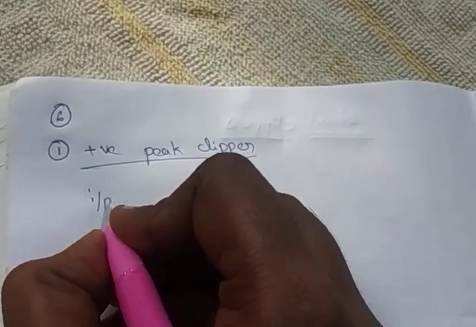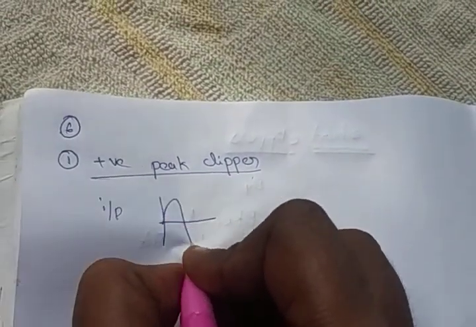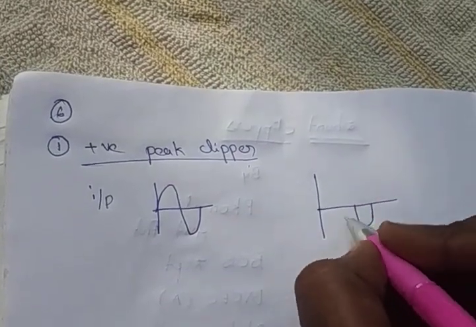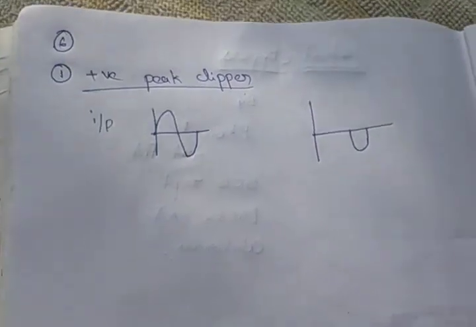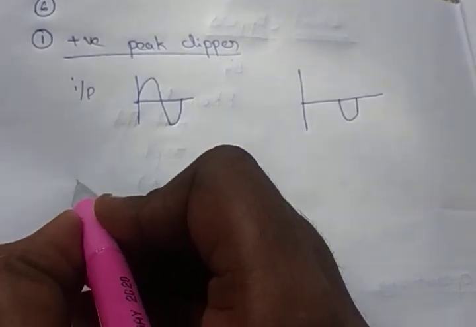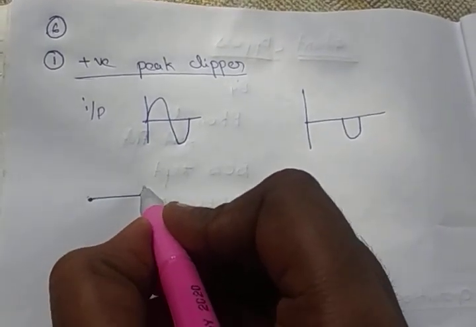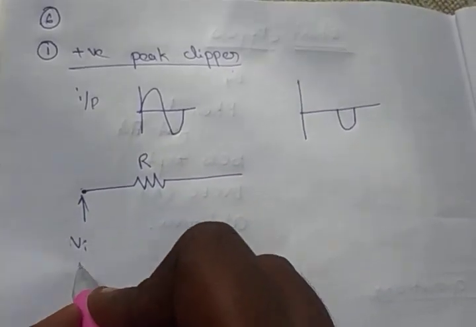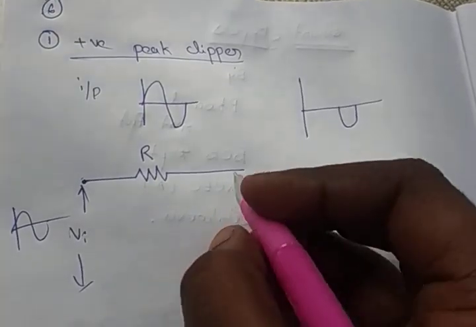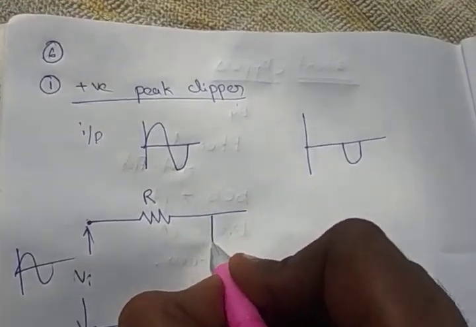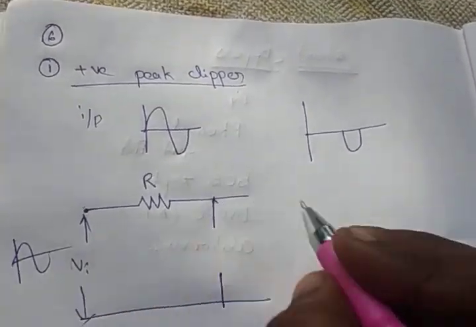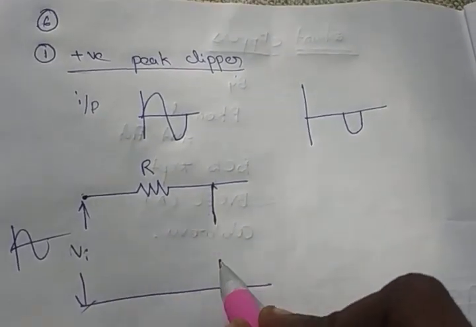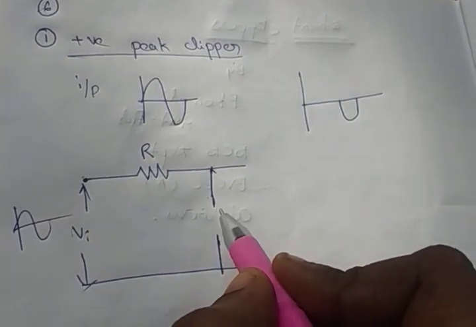First we draw our input, and this is our required output. In the required output we have only the negative peak. So the design will be: this is the input port, and at the input port we have a resistor with resistance R. This is VI, the input we are supplying. Here we have to connect the diode, so we have to decide the direction for the diode, which terminal has to be connected here.